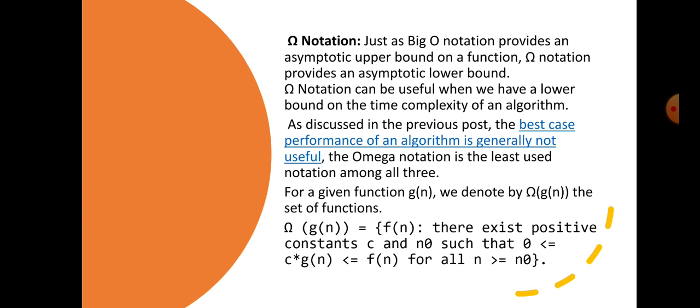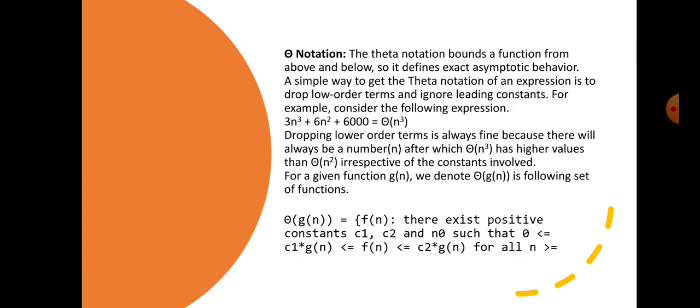For a given function g of n, we denote by omega of g of n the set of functions: omega of g of n equals f of n, there exist positive constants c and n0 such that 0 is less than or equal to c star g of n, less than or equal to f of n, for all n greater than or equal to n0.